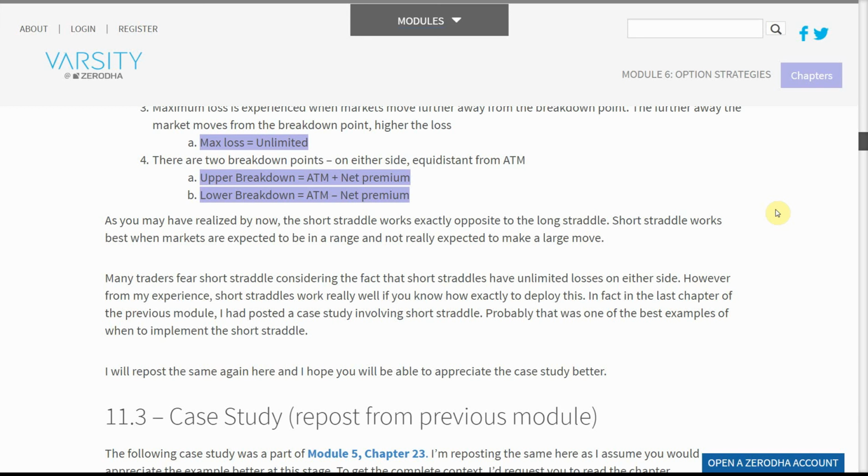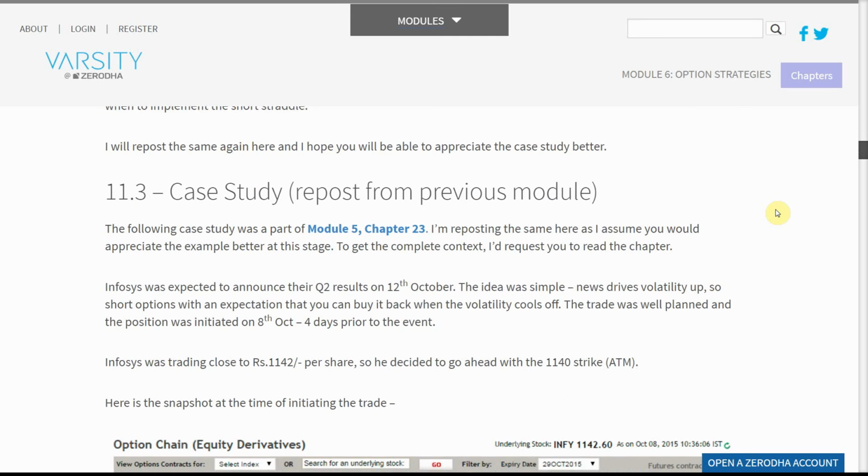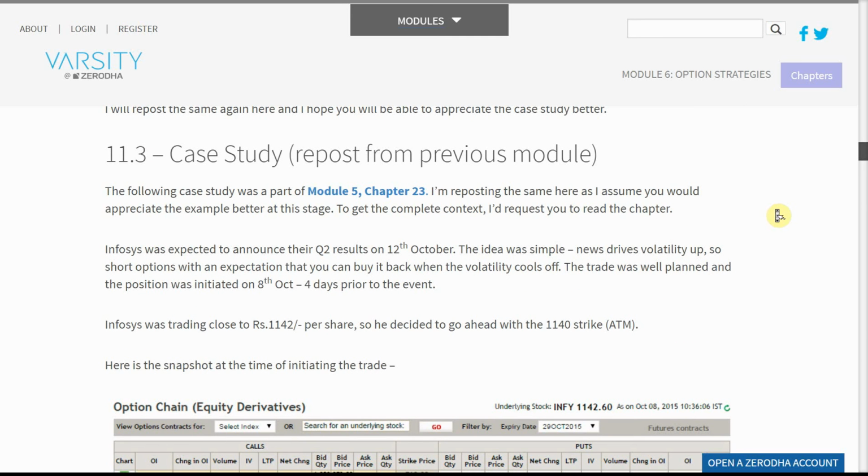I will repost the same again here and I hope you will be able to appreciate the case study better. 11.3 Case Study Repost from previous module. The following case study was a part of Module 5, Chapter 23. I'm reposting the same here as I assume you would appreciate the example better at this stage. To get the complete context, I'd request you to read the chapter.